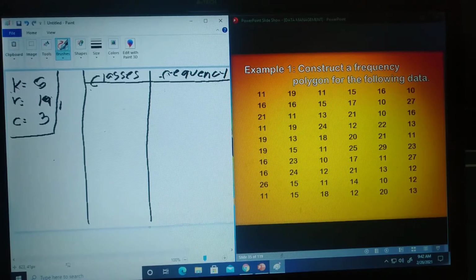Ayan. So, ganyan yung mabubuo natin. From this one, yung nasa color, itong scatter, this is ungroup, magiging ganito na ngayon ang kalabasan niya pag mag-group data. So, gawa na tayo ng table.